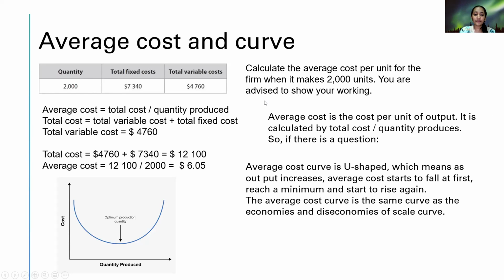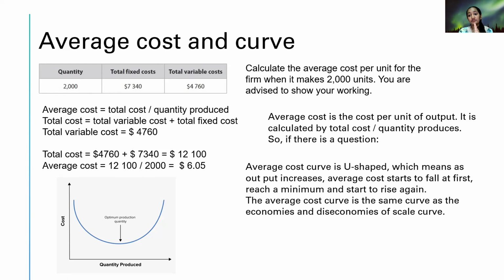So in exams, they will ask this type of questions and they will give you a graph. So the average cost, total cost by quantity produced, and then the formula for total cost, total fixed cost plus total variable cost. Since they already gave it here, so this is not very necessary. The total variable cost is 4760. Now 4760 total variable cost plus total fixed cost, which is 7340, gives you 12,100, which is the total cost. Now average cost when you calculate, so the total cost divided by quantity produced, which is 2000, the quantity produced, and the average cost is $6.05.